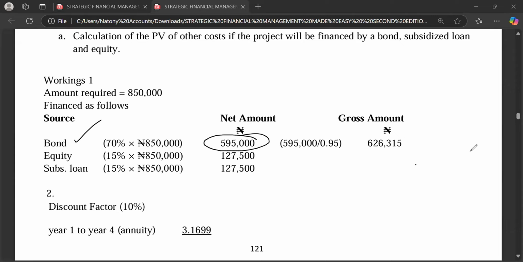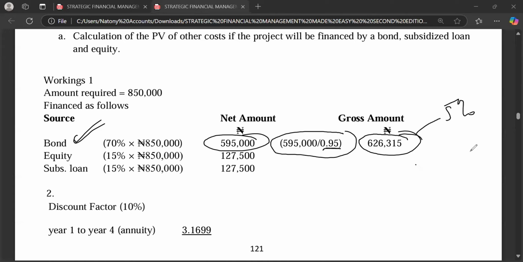Okay, so in this scenario now, what was calculated here is not the issue cost, it's the gross amount needed. So gross amount needed is this divided by 0.95 because issue cost is 5%. So the total gross amount needed with respect to bond is what? 626,315. So out of this amount, the company will now pay issue cost of 5%.